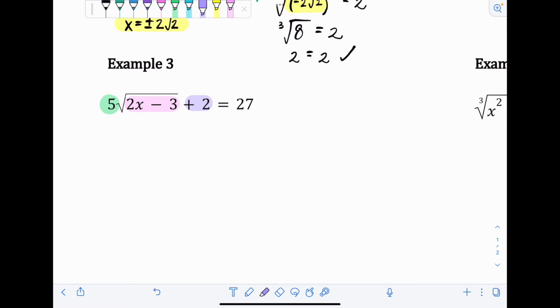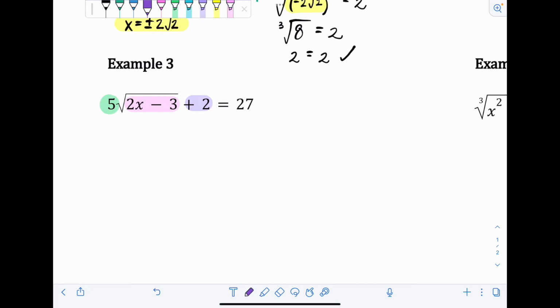So it's really important, if at all possible, to cancel out the things that are outside of the radical, because if we tried to square both sides from the first step, it'd be pretty hard, because we'd have to FOIL with the radical. I don't recommend it. But we can definitely go ahead and cancel out this 2 that's being added.